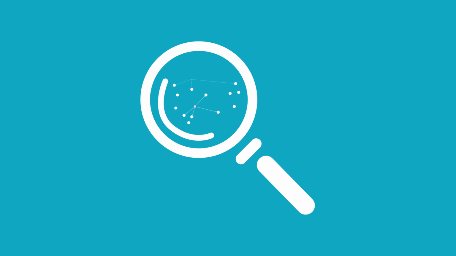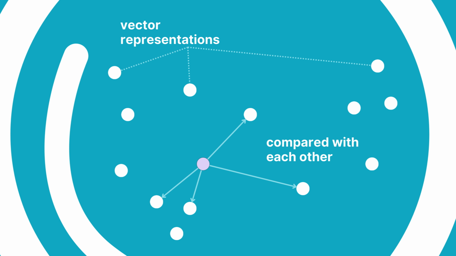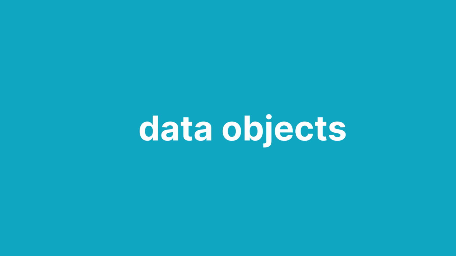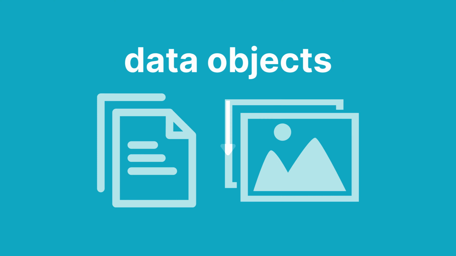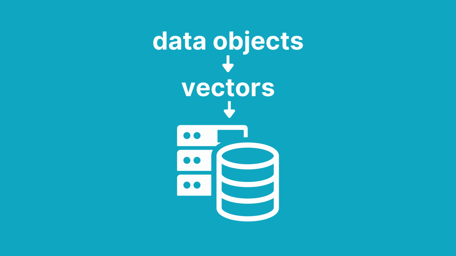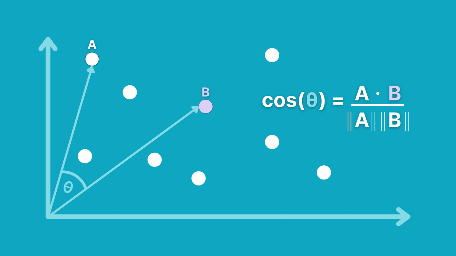Vector similarity search is a highly efficient technique that finds similar data according to their respective vector representations. To do this, we convert data objects like text and images into high-dimensional vectors and store them in a database. When querying, we also convert the objects from the query into vectors and calculate the similarity between the query vectors and the vectors in the database.